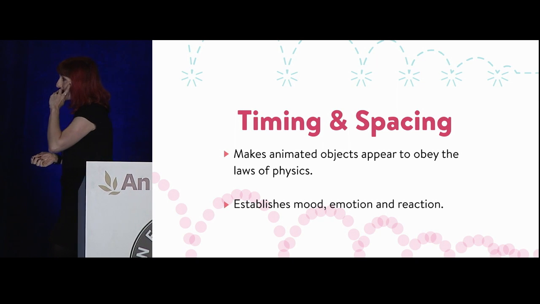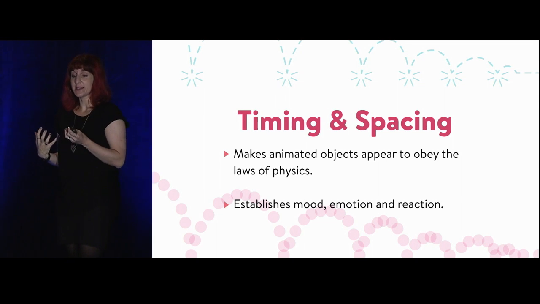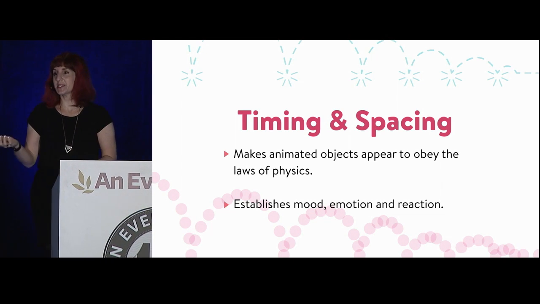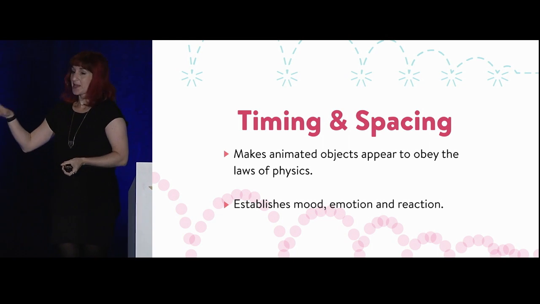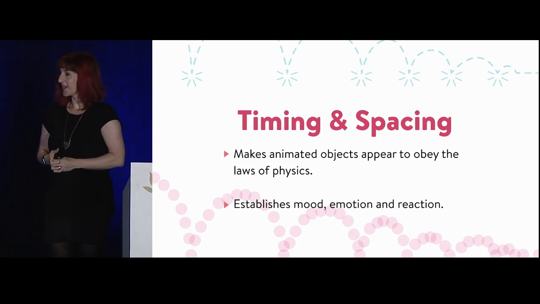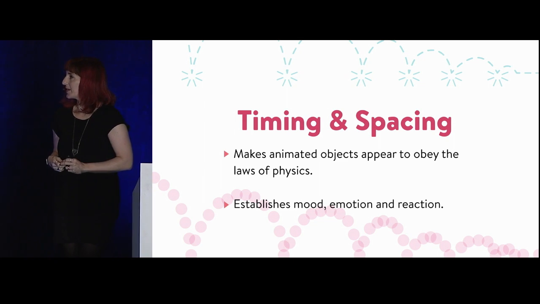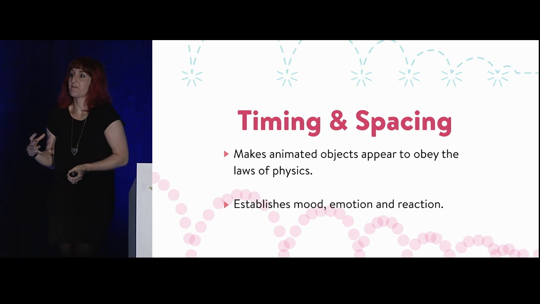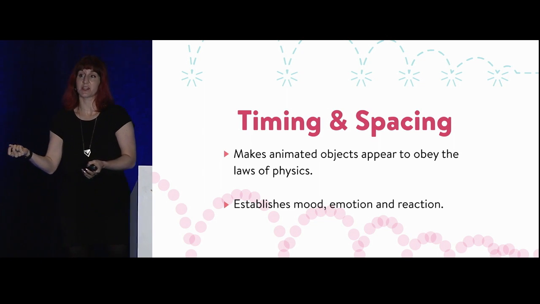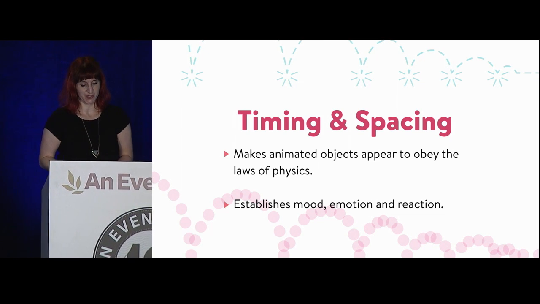So the reason timing and spacing are so important is they can make animated objects appear to obey the laws of physics. And it's really just an appearance, right? To make that bouncing ball animation, I did not model some physics engine and do some crazy Box3D stuff or anything. I just did it frame by frame. So there's a lot we can do when we consider these principles to fake physics, create the illusion or the suggestion of it, and make things feel more natural and real.